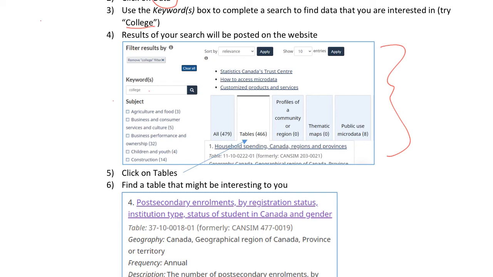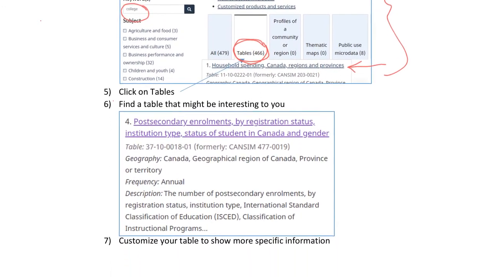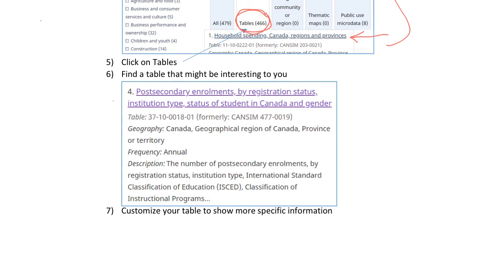What you want to do when you type in your keyword is you want to take a look at the tables that are available. This is the data that's available related to your keyword. So it might not be evident in the tables that are available that it has to do a lot with college, but you can scroll down until you find one that interests you. So you're going to click on tables, okay, that's right here, and find one that's interesting to you. So I went down to the fourth one just to take a look at post-secondary enrollments by registration status, institution type, status of students in Canada, and gender.